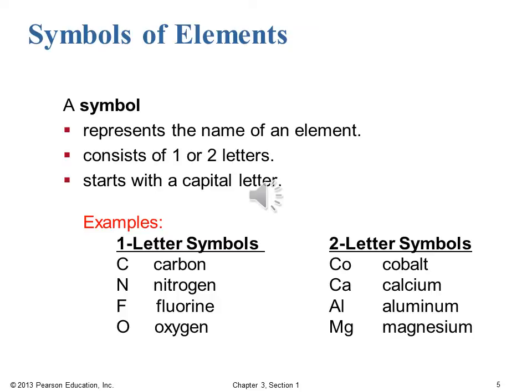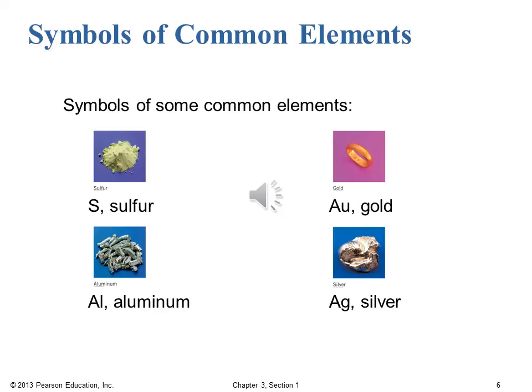So we see some common examples of the 1-letter symbols there with carbon, nitrogen, fluorine, and oxygen, and then some 2-letter symbols, cobalt, calcium, aluminum, and magnesium. And all of these make sense because their English names go along with their element symbols, but as we said, that's not always the case. Here on this slide, we see some other common elements.